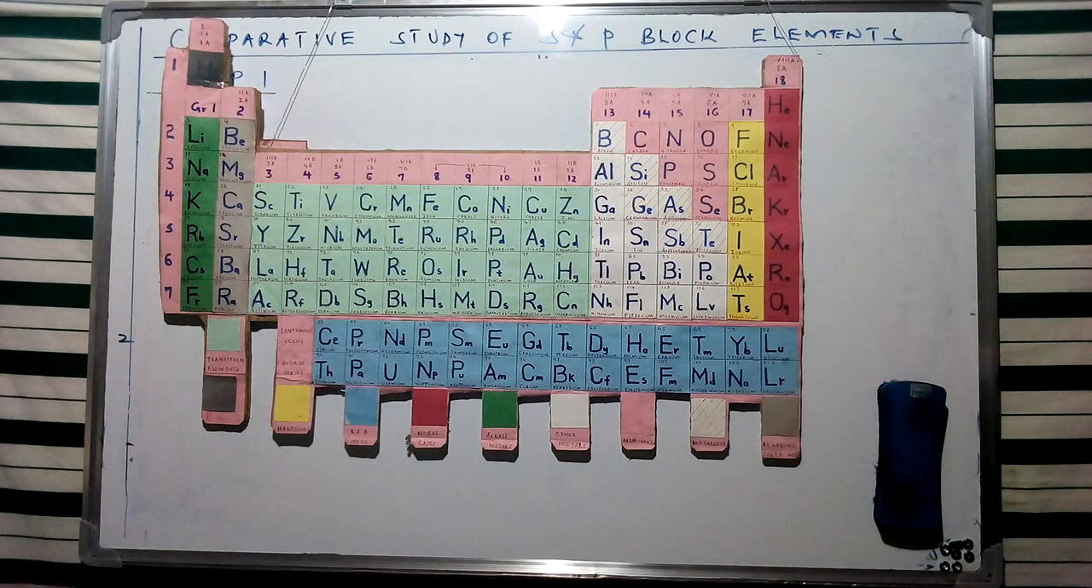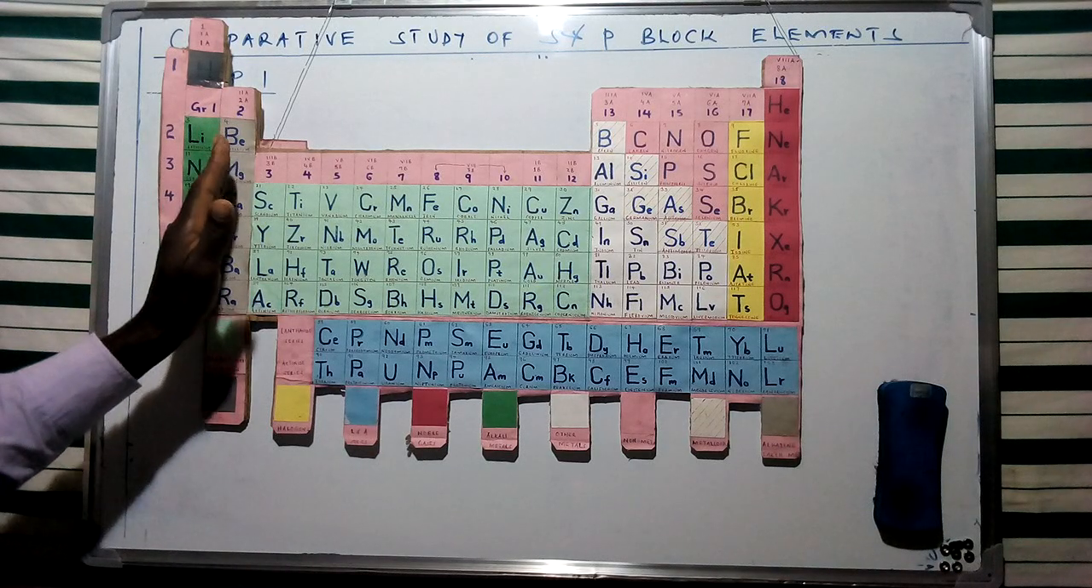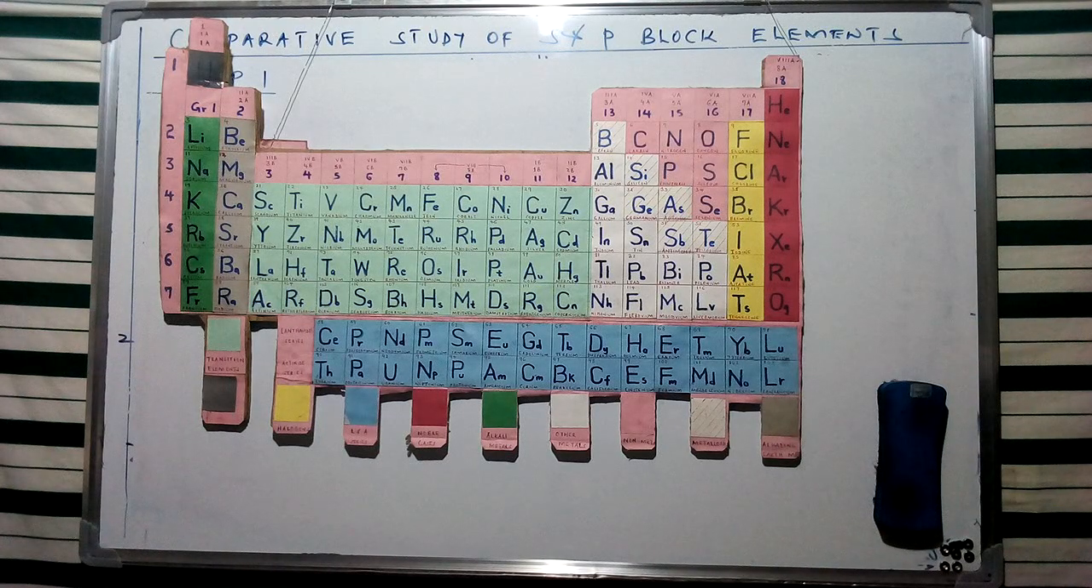And of course, we had said that these ones are going to consist of the s1 electron in their outermost or valence shell. And these ones are going to consist of 2 electrons, and therefore they are going to form a charge of positive 2 in that particular case.